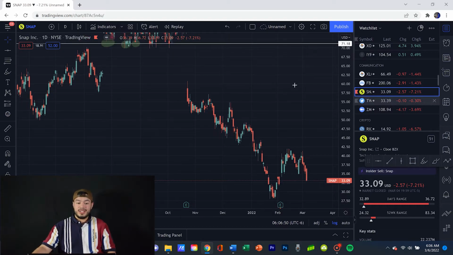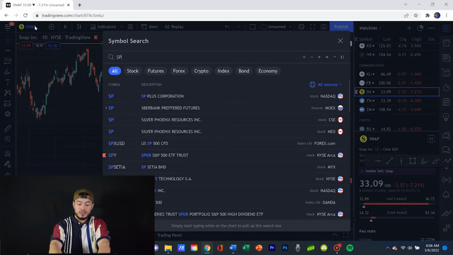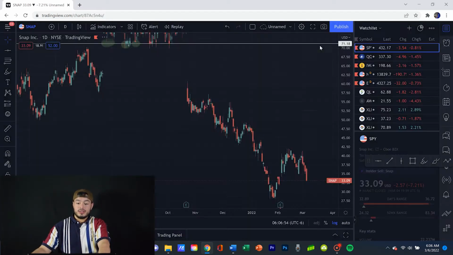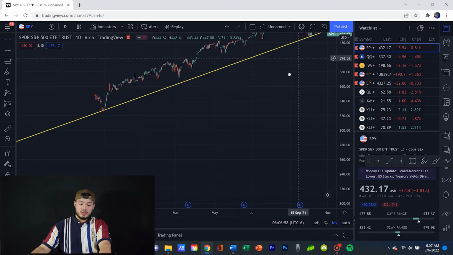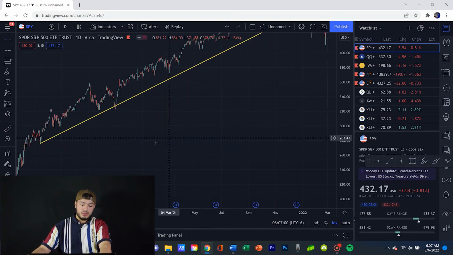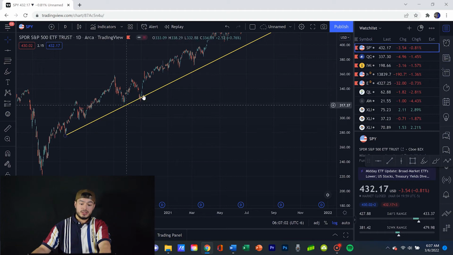The next thing we're going to be looking at is trends. So the SPY actually had multiple trend lines that it followed, this being one of them. And this is over a really big time frame. So you see it, this is the first point of contact, this is the second point of contact, and this is the third point of contact.